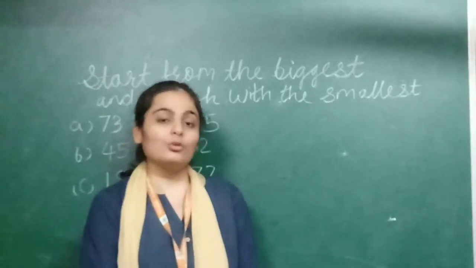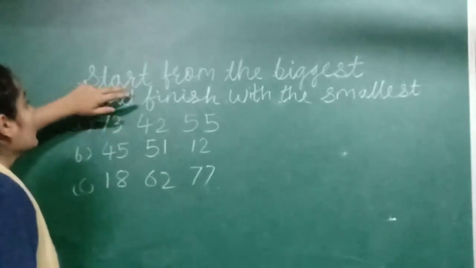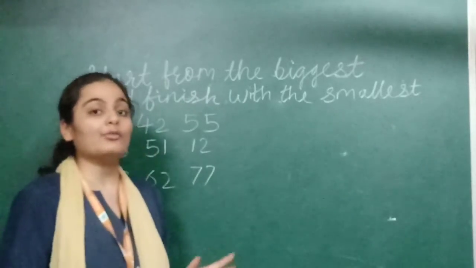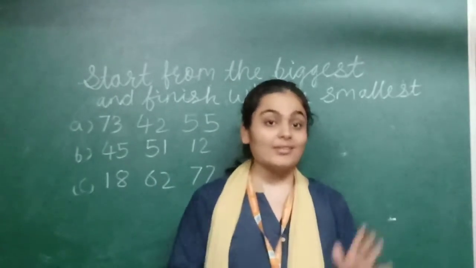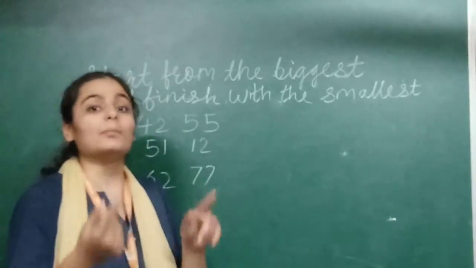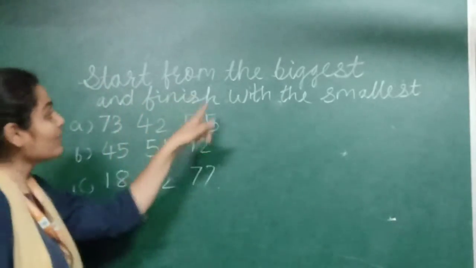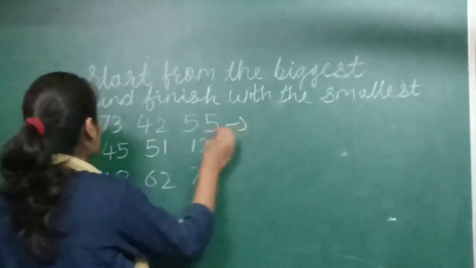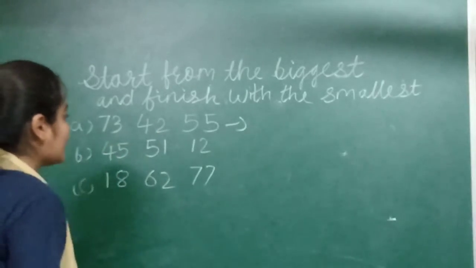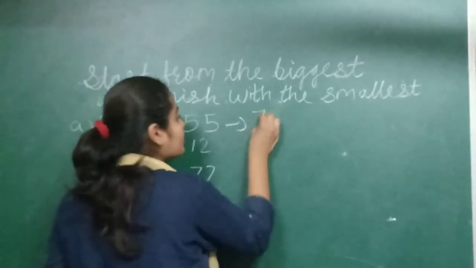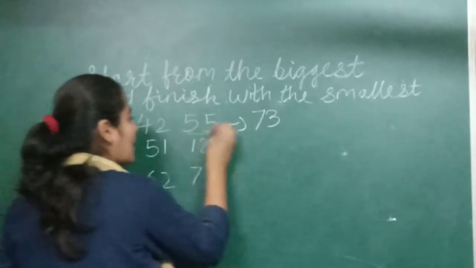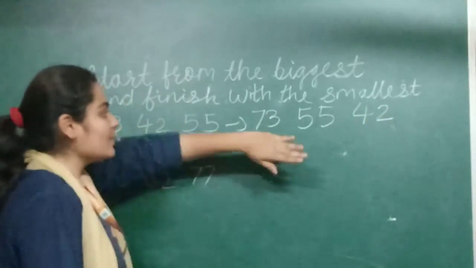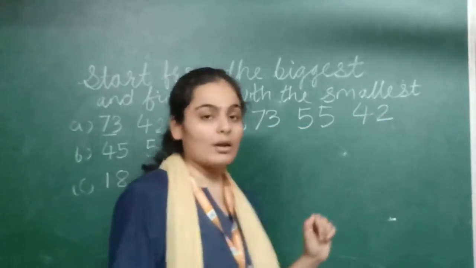Okay, students. Now here, what is written? Start from the biggest and finish with the smallest. Prior, what did we do? Yes, prior we started with the smallest and ended with the biggest. Now here we have to start from the biggest and finish with the smallest. So which number is bigger among three? Yes, 73. Then 55. Then 42. So among three, this is the biggest number and this is the smallest.